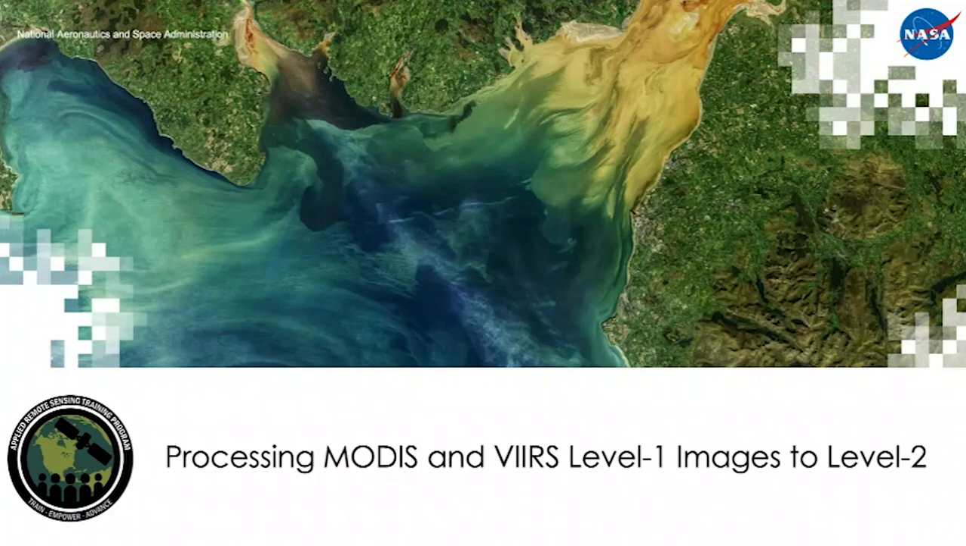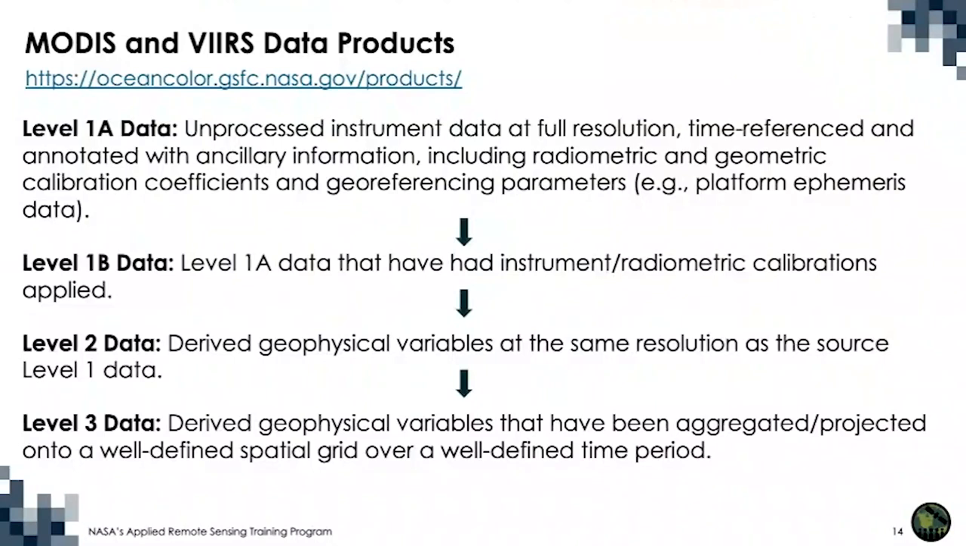Before we start processing level 1 to level 2 data, here is some useful and important information. Here's a brief description of data levels, starting with level 1A data. They are unprocessed instrument data at full resolution, time referenced and annotated with ancillary information including radiometric and geometric calibration coefficients and georeferencing parameters such as platform ephemeris data. So, for satellite, ephemeris data.